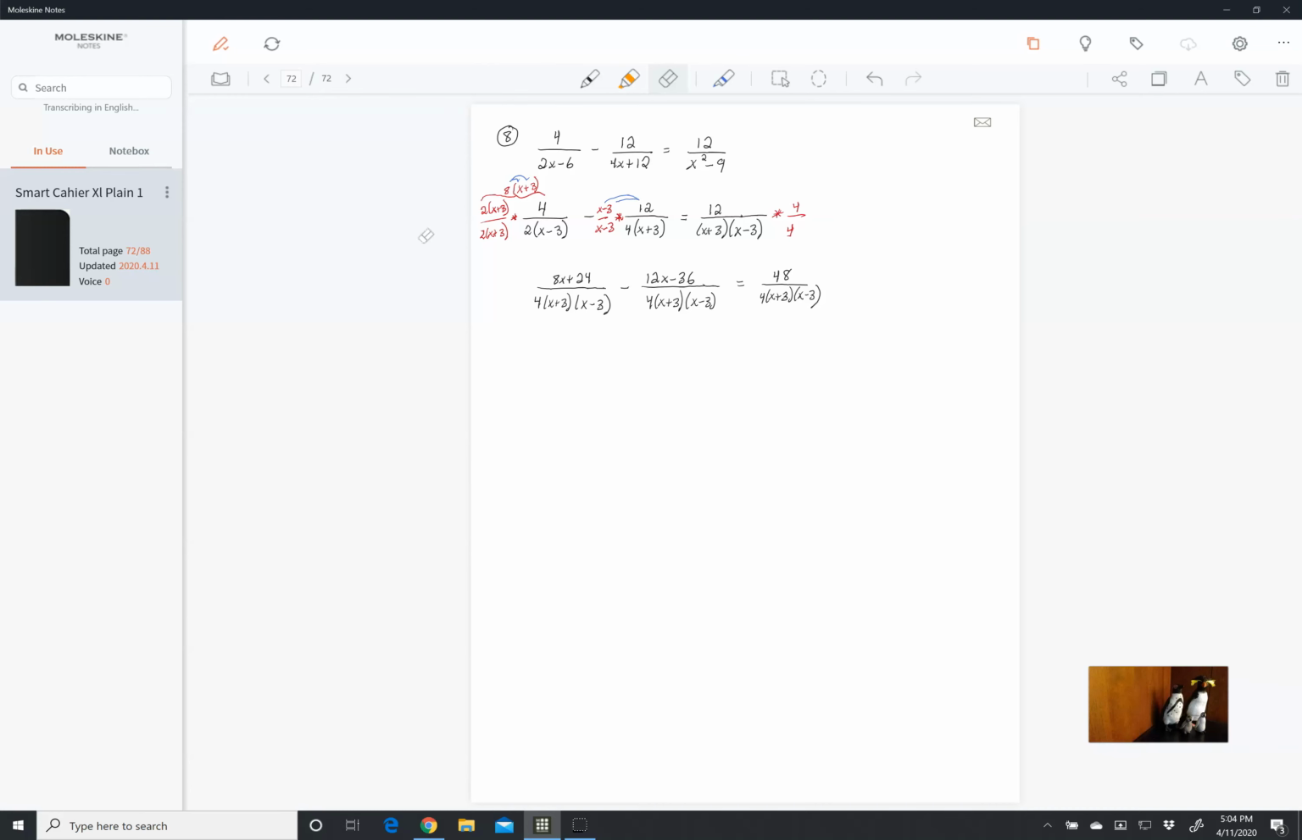Okay. And again, I'm going to put this as one fraction. You can skip this step just because I want to show the distribution of the minus sign. We get 8x plus 24 minus 12x plus 36. This is a step that you could skip, as long as you're really careful and you don't forget to distribute.